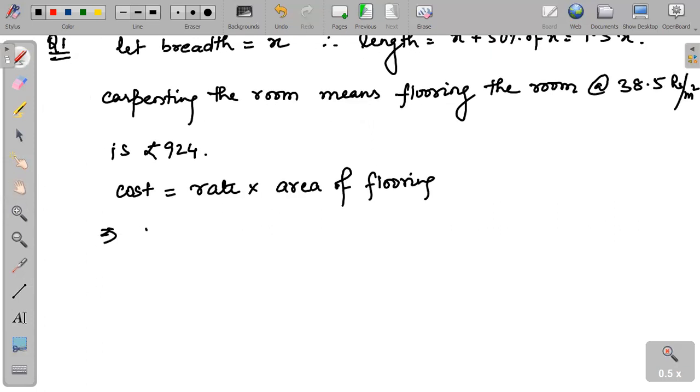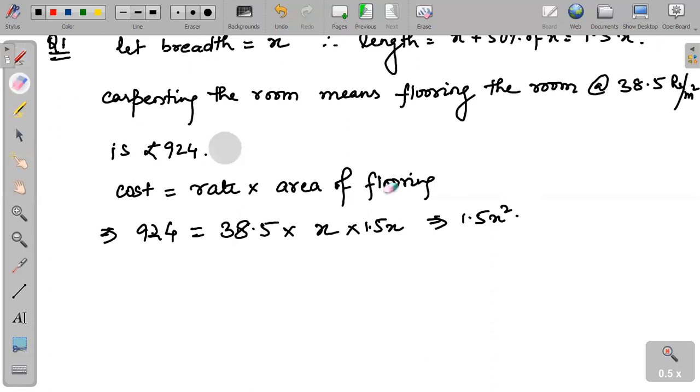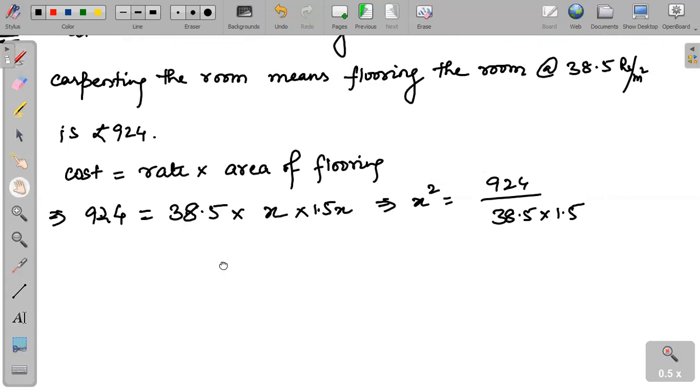That implies 924 is equal to 38.5 into x into 1.5x. That gives me 1.5x square is, sorry, x square is equal to 924 divided by 38.5 into 1.5. Is that okay?